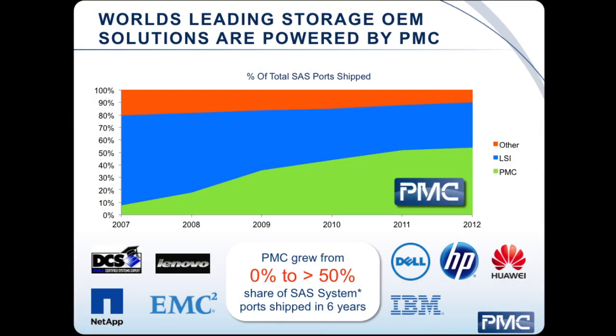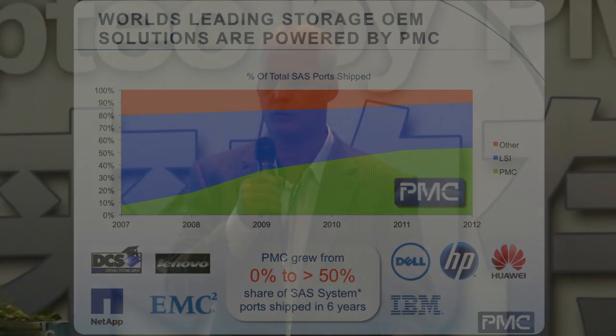From a perspective of market leadership, we are actually the market leader in terms of SAS port connectivity over our competitors in the market. A big reason for that is that we have a very broad set of suppliers and partners on the array side: NetApp, EMC, IBM, HP, Huawei, and of course we have Dell DCS here today, from the perspective of being able to deploy solutions with us in hyperscale data centers.